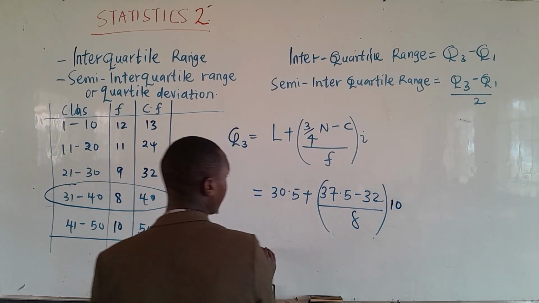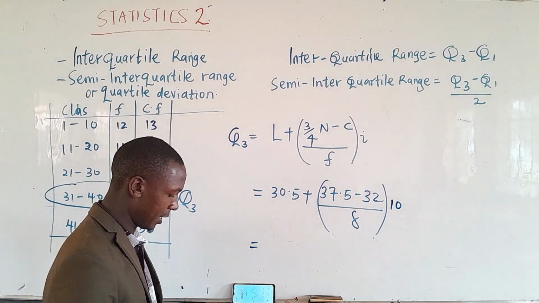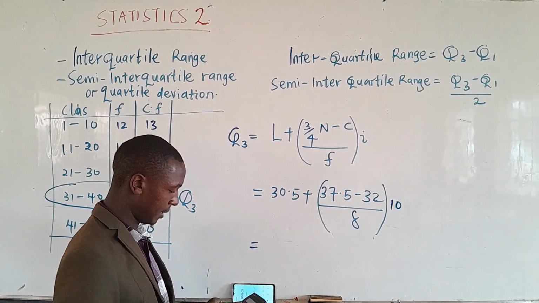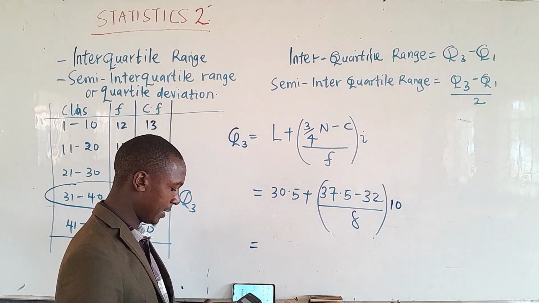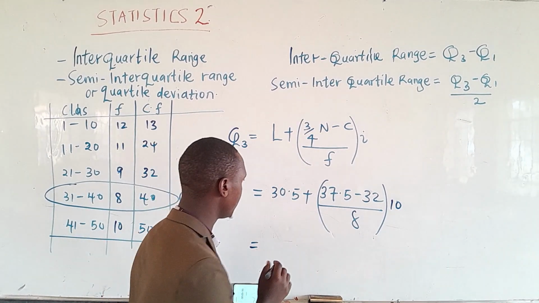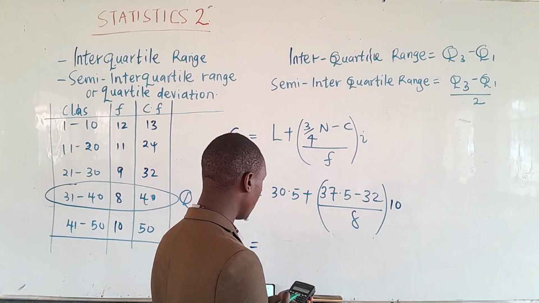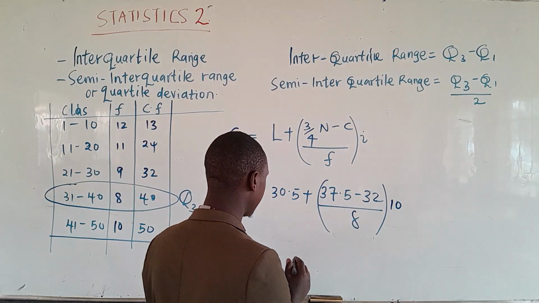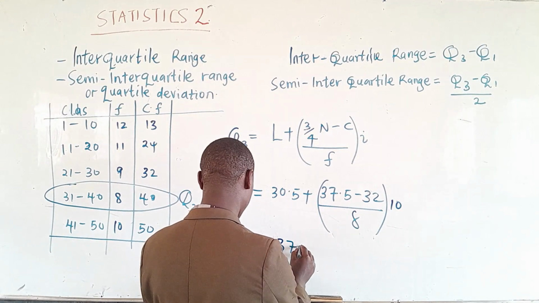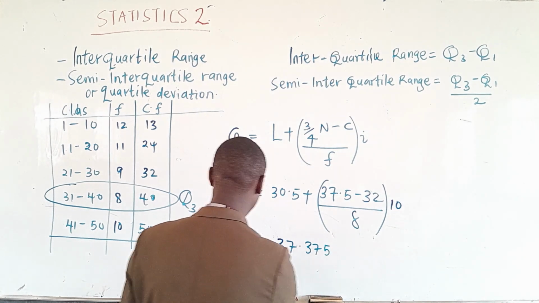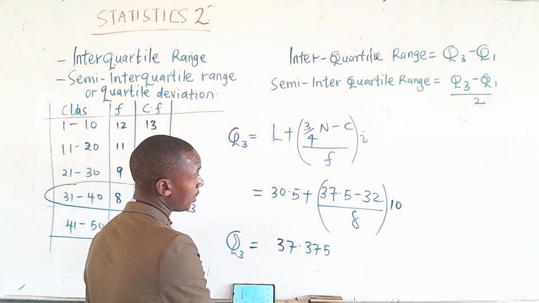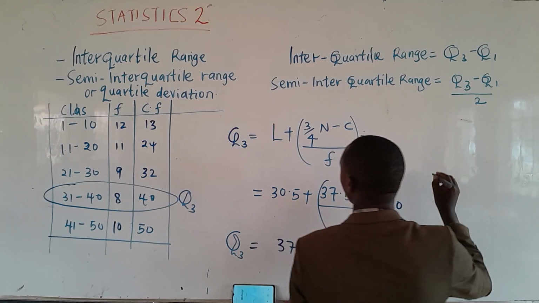Working this out very fast, 37.5 minus 32, divided by 8, multiplied by 10, I get 6.875, plus 30.5, it's 37.375. That becomes the value of Q3. Let me do the value for Q1.